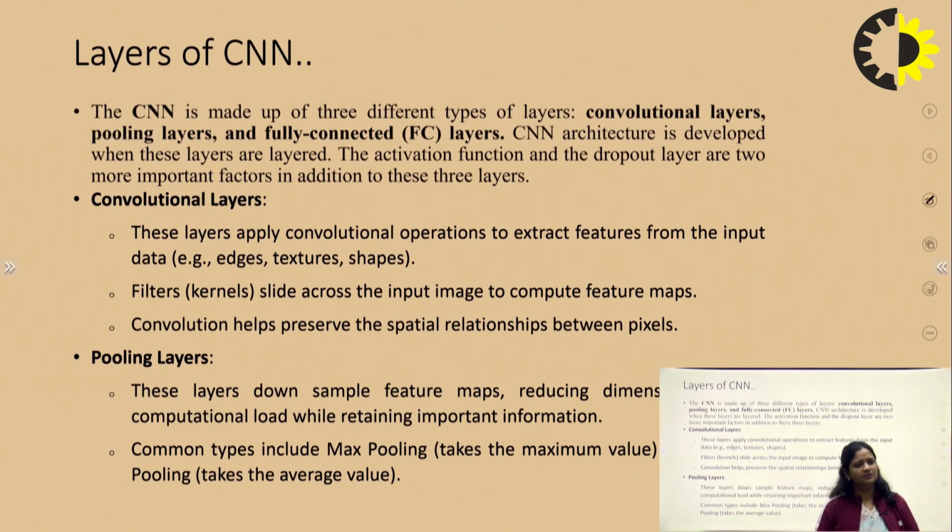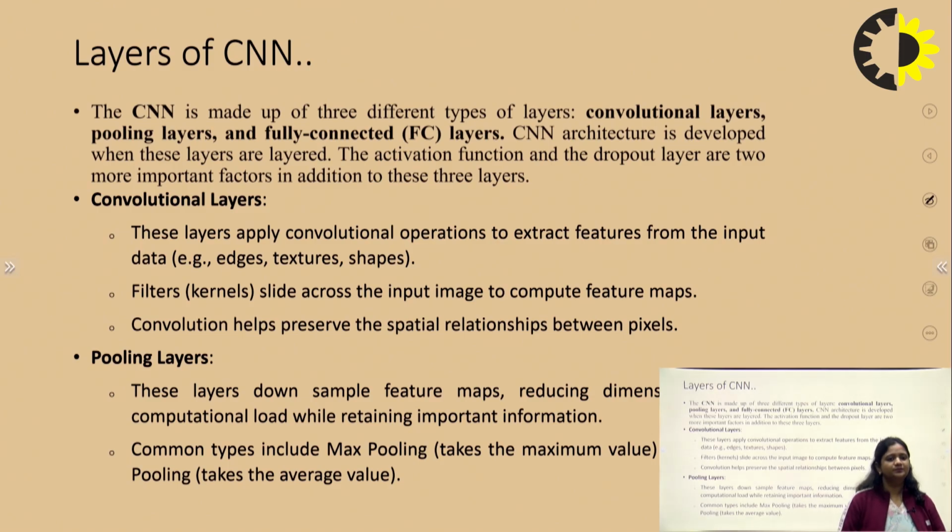The CNN is made up of 3 different layers: convolution layer, pooling layer and fully connected layer. These are the 3 main layers. CNN architecture is developed with these layers. The activation function and the dropout layer are more factors in addition to these layers. Convolution layer: first one is the input layer and then the convolution layer.